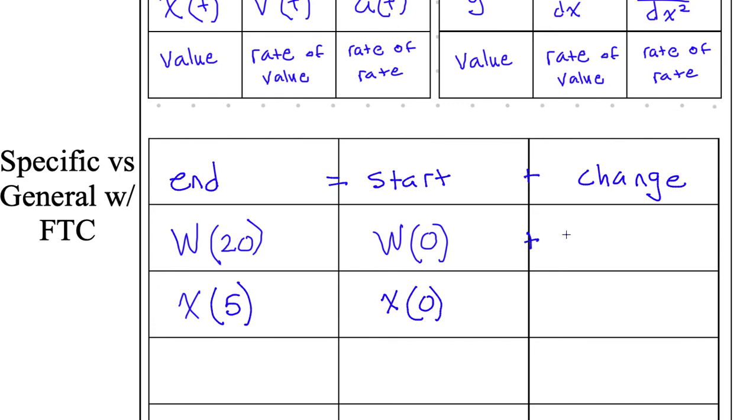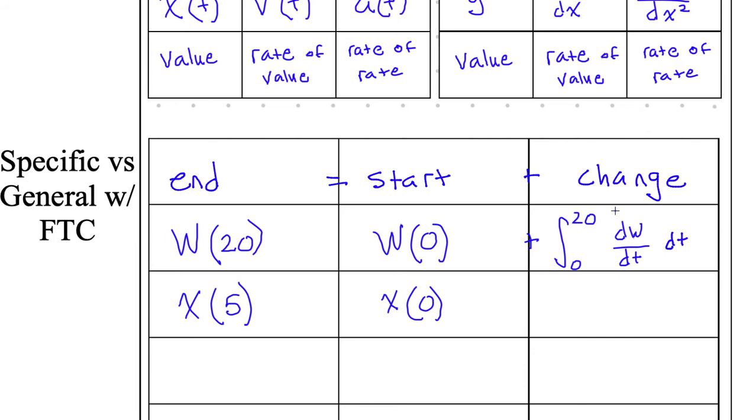So the change, when I'm talking about something that is specific, that's going to be an integral between some bounds, between our start and end. So let's say between 0 and 20 of what? Be very careful about how you do this. dW/dt, yeah. D capital W over dt, yeah. dW/dt dt, precisely. The main thing to take away here is whenever I'm trying to find capital W, I need to take the integral of W prime.